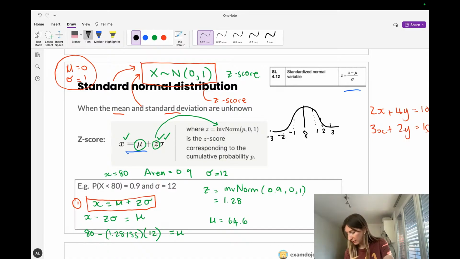Right, for the areas under the curves, is it when you're doing inverse normal or just calculating the probabilities? That was the question. I can't remember.